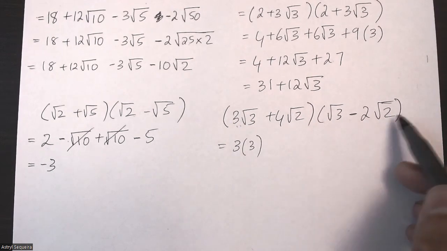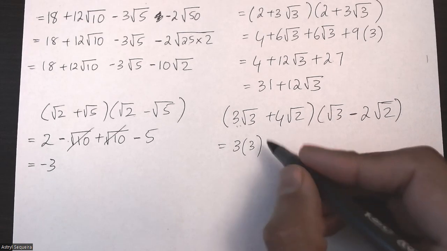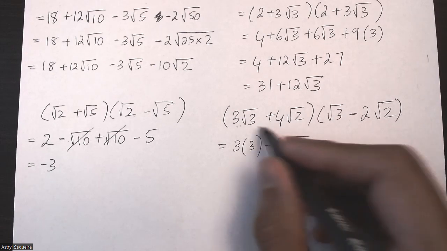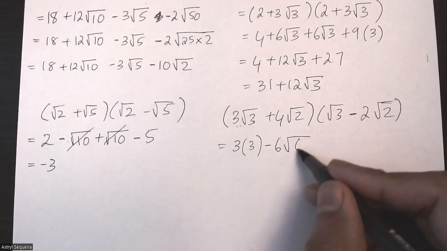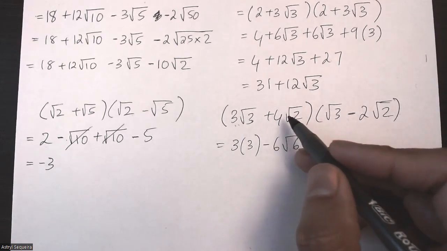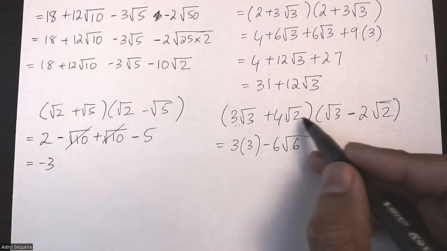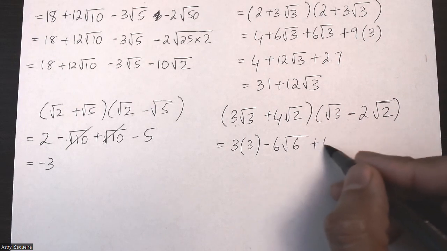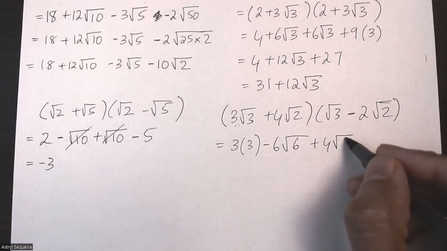And 3 root 3 times negative 2 root 2. So 3 times negative 2 is negative 6. And root 3 times root 2 is root of 6. I'm doing the inside terms. So 4 root 2 times root 3 is 4 root 6.